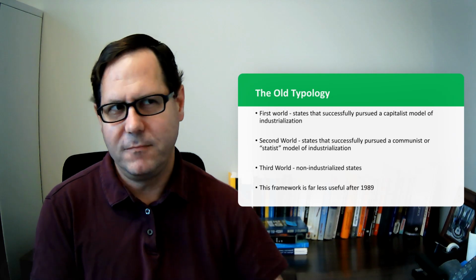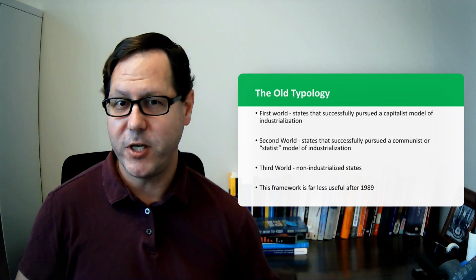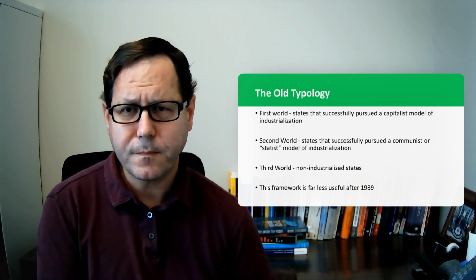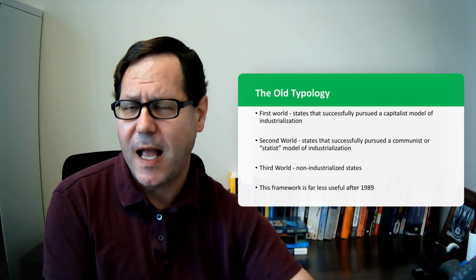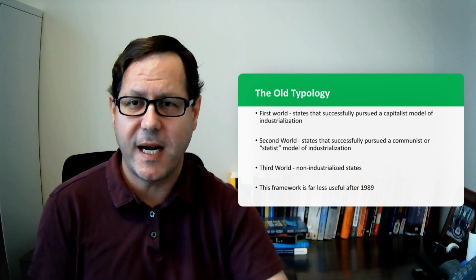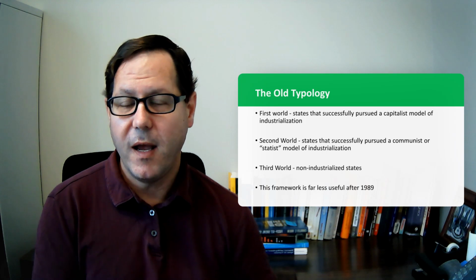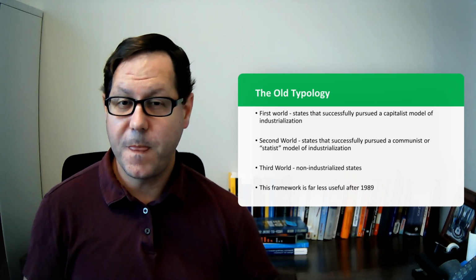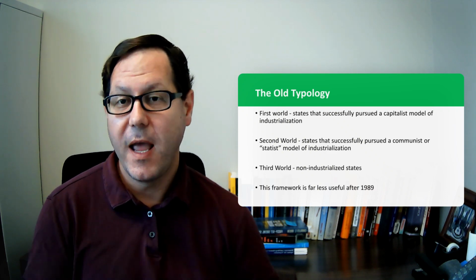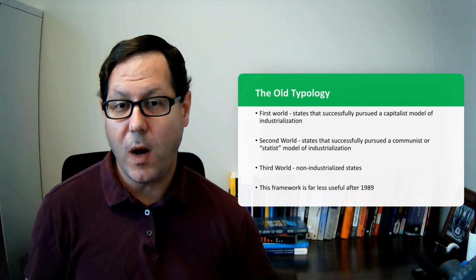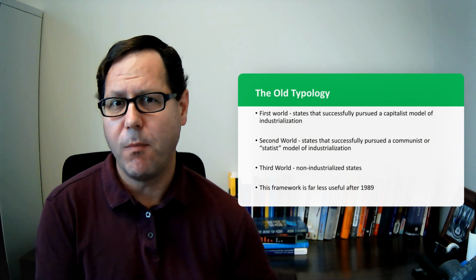For a good chunk of the post-Cold War period, we talked about development using this typology of first world, second world, third world, to think about not just the level of development, how wealthy countries were, but how they got there. First world referred to countries that had used a capitalist mode of industrialization and had seen standards of living rise quite high. The third world referred to places that hadn't yet gone through a process of industrialization and remained relatively poor. And the second world referred to countries that had pursued a top-down or statist model of industrialization.